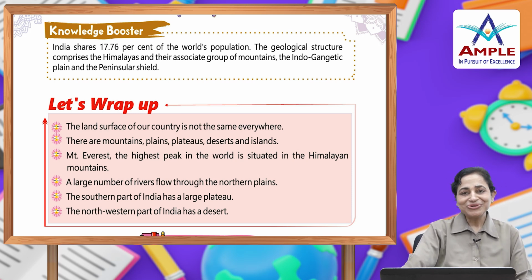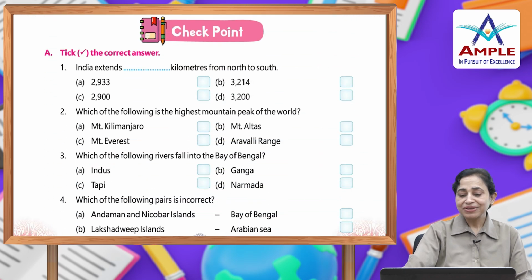Let's wrap up, bachcho, with some important points. The land surface of our country is not the same everywhere. There are mountains, plains, plateaus, deserts and islands. Mount Everest, the highest peak in the world, is situated in the Himalayan mountains. A large number of rivers flow through the northern plains. The southern part of India has a large plateau. The northwestern part of India has a desert.